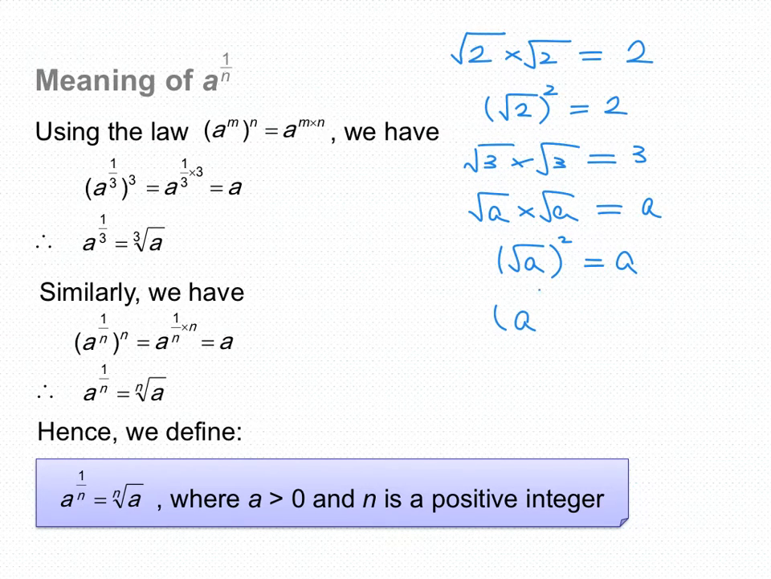And if we take a to the power 1 over 2 and square it, we can use the index law. The indices multiply to become a to the power 1, so it's a. So from these two results, we know a to the power 1 over 2 and square root a are the same number, because the squares of them are equal to a. So we have the result: a to the power 1 over 2 is square root a.